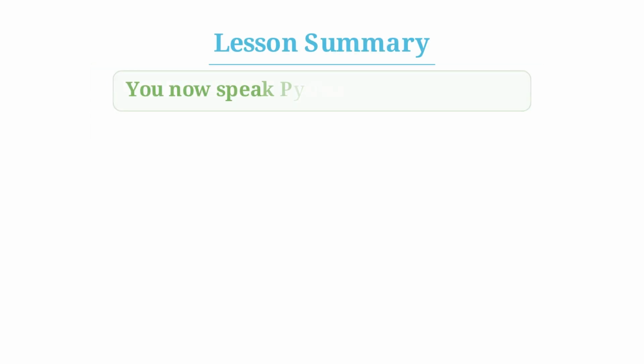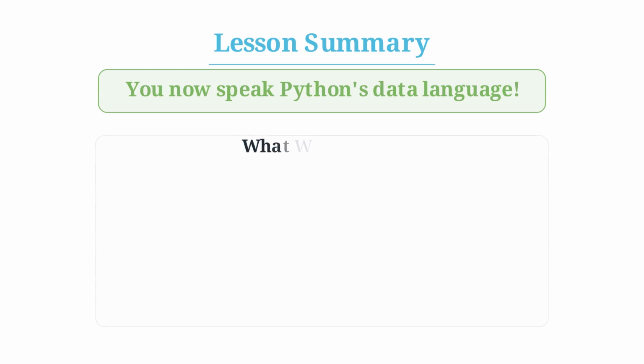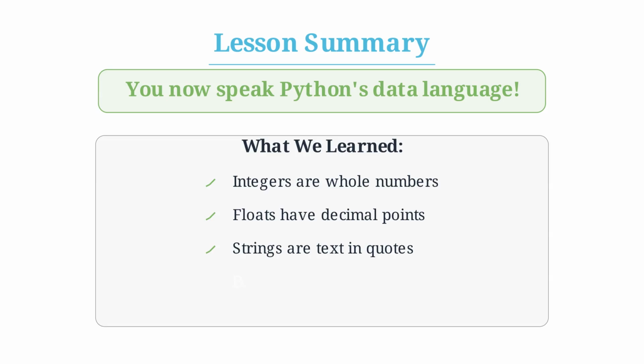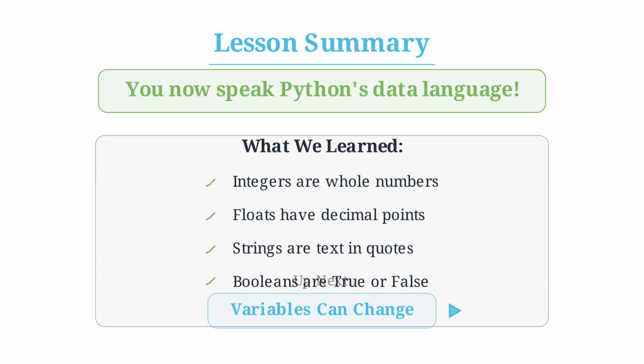Amazing work. You just learned Python's 4 data types. Integers for whole numbers, floats for decimals, strings for text and quotes, and booleans for true or false. You now speak Python's data language. Next up, discovering how variables can change their values.